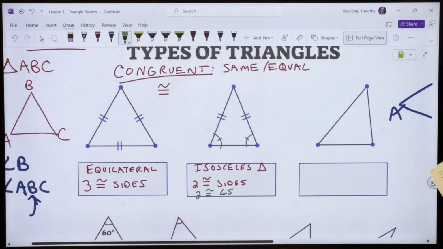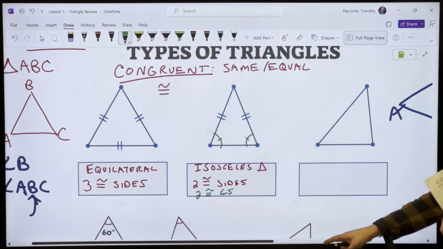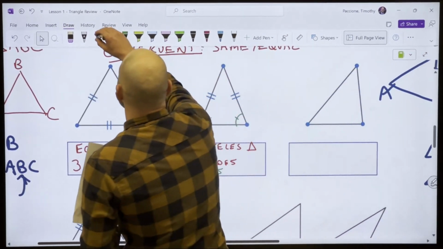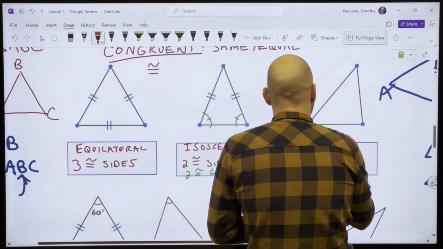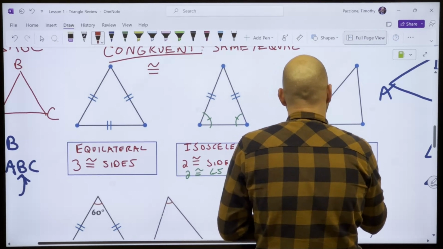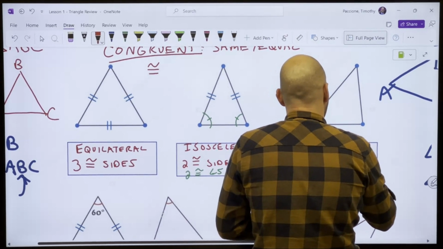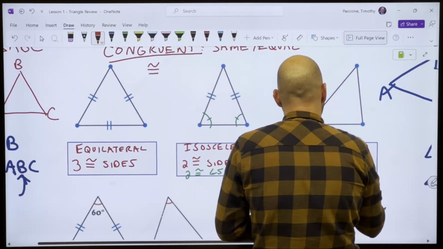How about this one? It's got nothing. Scalene, meaning what? Yeah, there's no congruency here. A scalene triangle has no congruent sides.